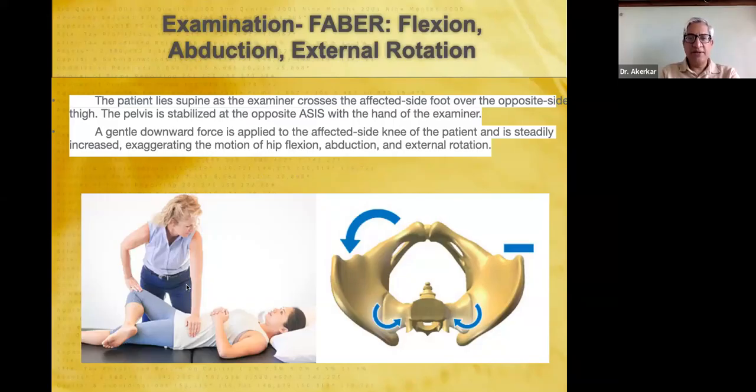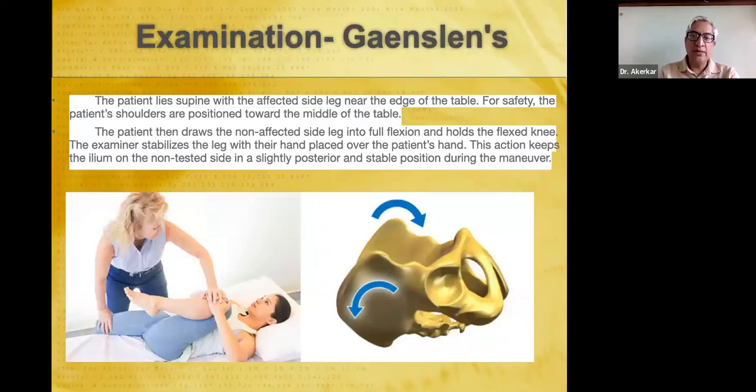Flexion, abduction, external rotation. This is what will cause again pain at the sacroiliac joint. So this is the Faber test. This is something which is quite well known and you should know.